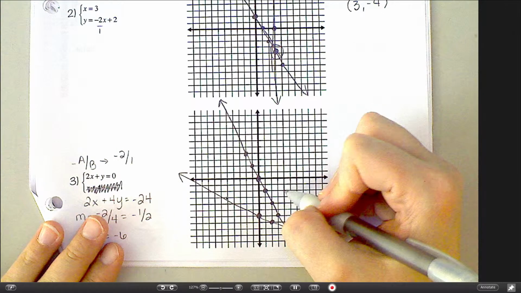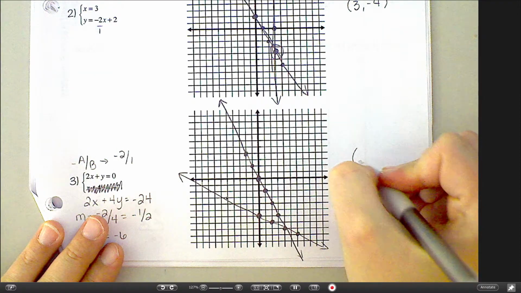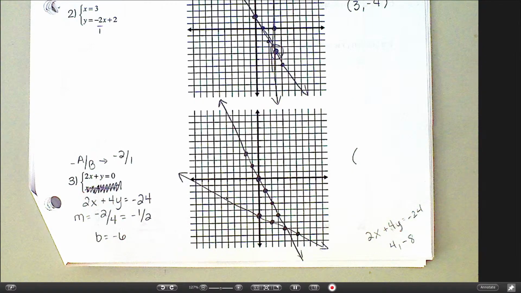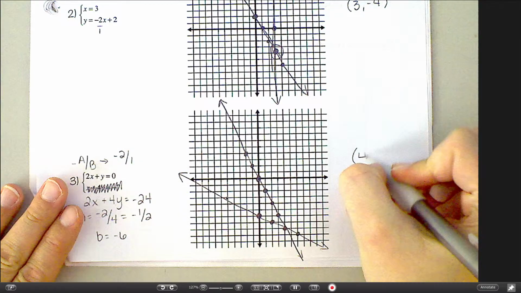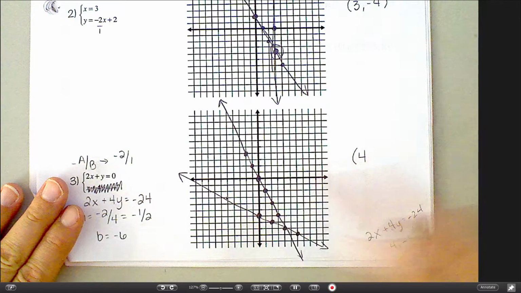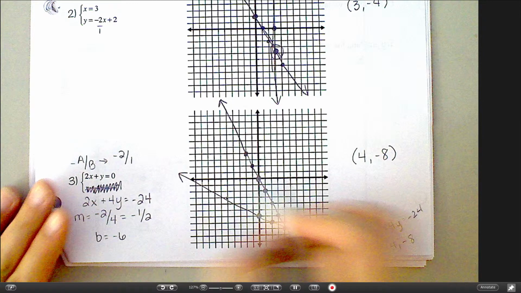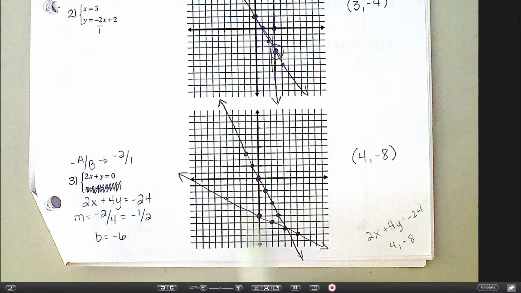4 over. What's my solution? 4, negative 8. Right there. It's positive 4, 4 to the right, positive 4, and then down 8. So 4, negative 8 is your solution.